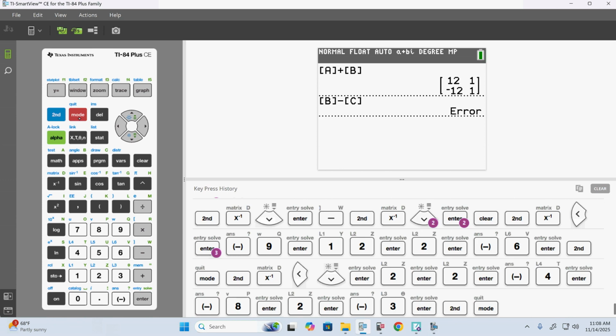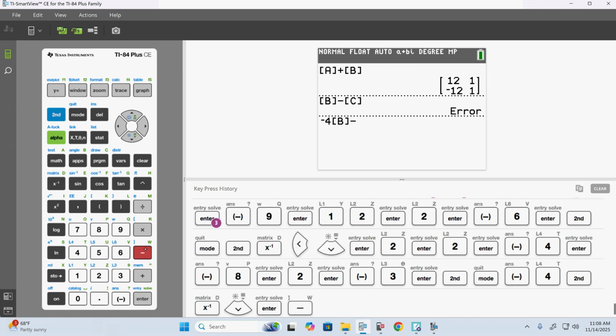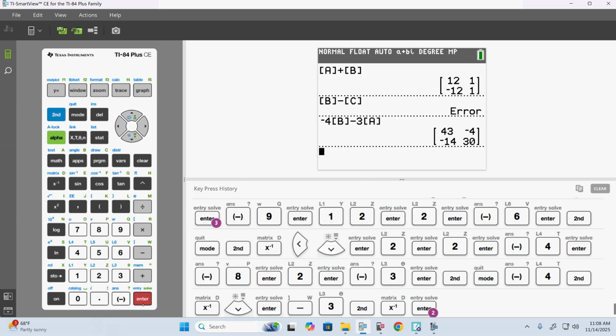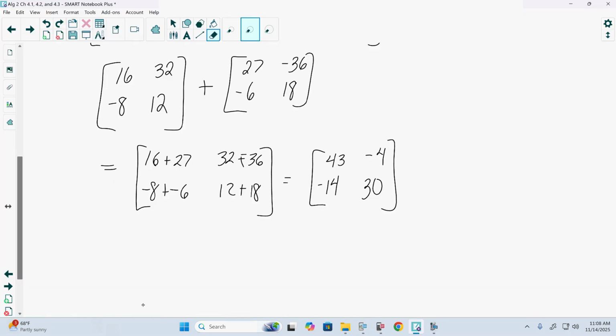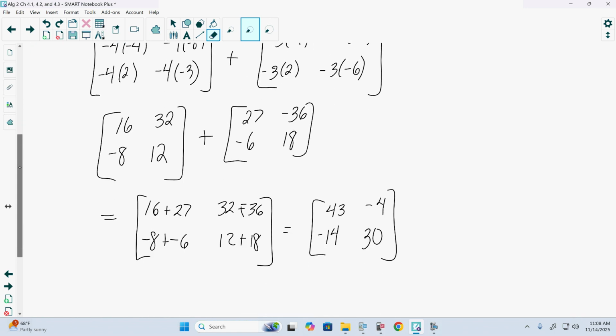Now we said negative 4 times matrix B minus 3 times matrix A. 43, negative 4, negative 14, 30. So it gives us the exact same answer. So especially once we start getting more than one of them, it starts making it easier to just type it in. But if you feel more comfortable doing it by hand, might as well just do it by hand.